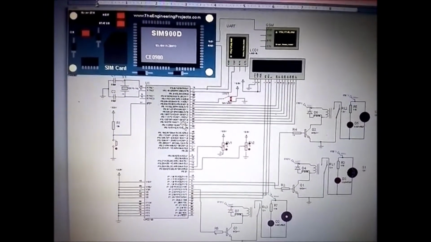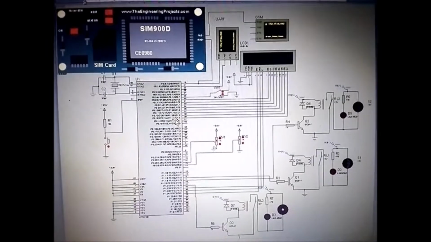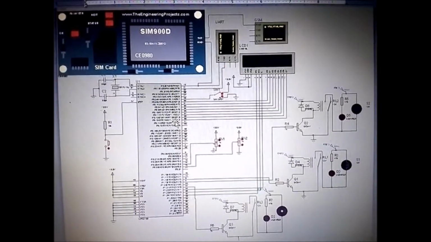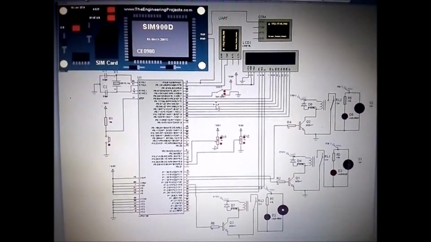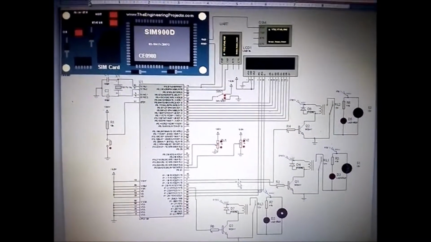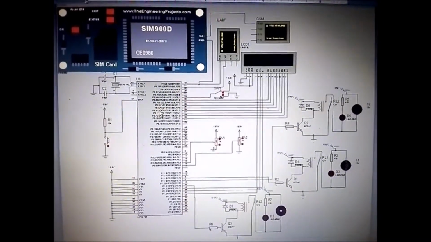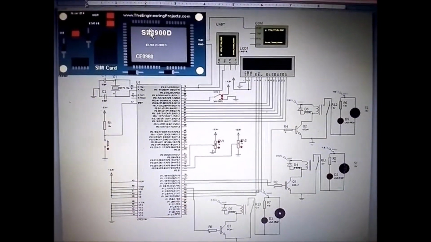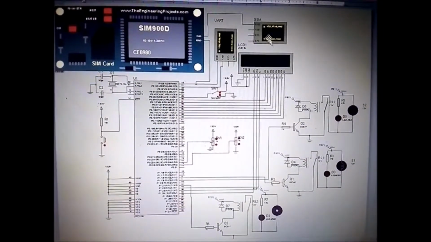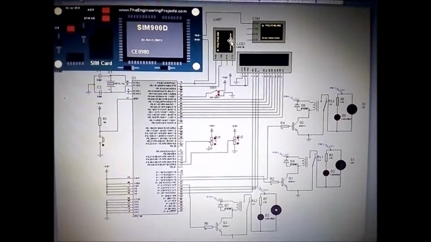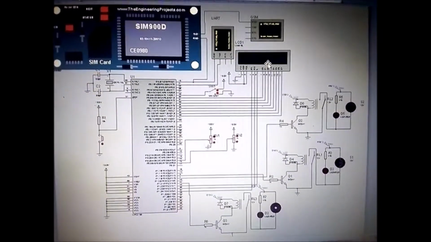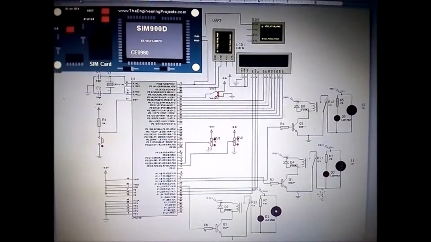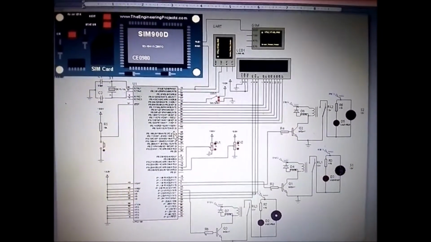Here I have simulated the rain sensor, soil moisture sensor and the level sensor as a switch and the potentiometers. The same LPC2148 microcontroller, GSM UART virtual terminal, GSM virtual terminal, LCD, solenoid 2, solenoid 1, and motor.